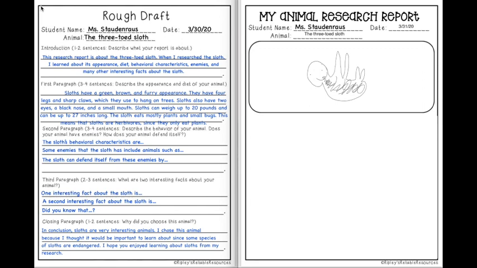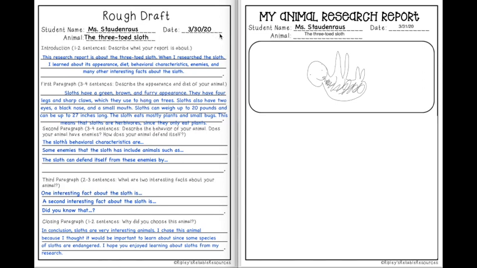So the things that you will need today are your rough draft that we worked on last time and your animal research report paper. Again, I know that these are in the same packet, so if you want to separate them from the staple so that they can be side by side, that might be helpful, like mine are side by side like this.